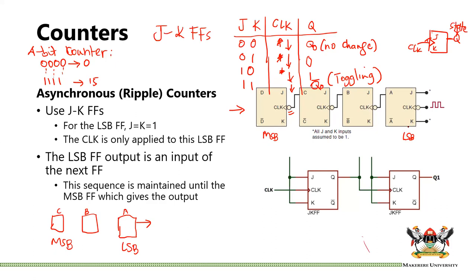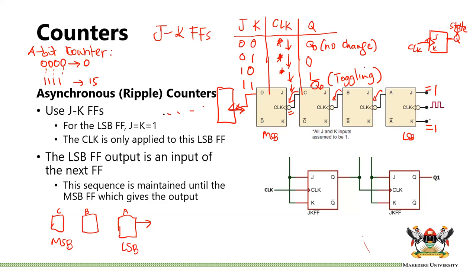Anyway, to have a JK flip-flop, you get your least significant bit flip-flop. You make sure that J is equal to K is equal to 1. The reason why we do that is that we want them to toggle. Now, the output of A, of the first flip-flop or the least significant bit flip-flop, acts as the clock of the next flip-flop. The output of that flip-flop acts as the clock of the next one, and the output of that acts as the clock of the next one. And if we had another flip-flop here, then the output of D would act as the clock of the next one, and so on and so forth.